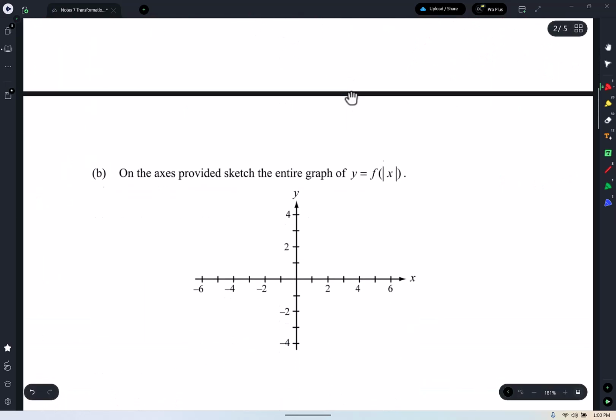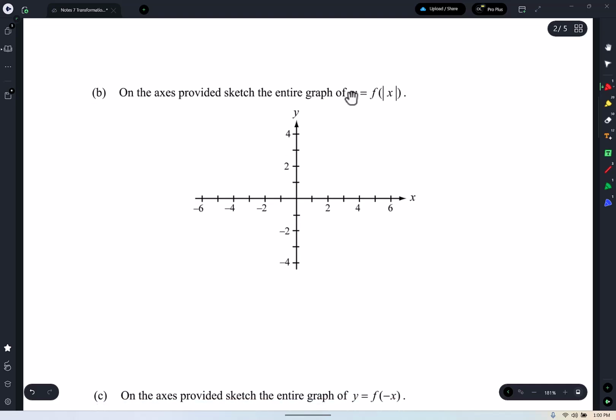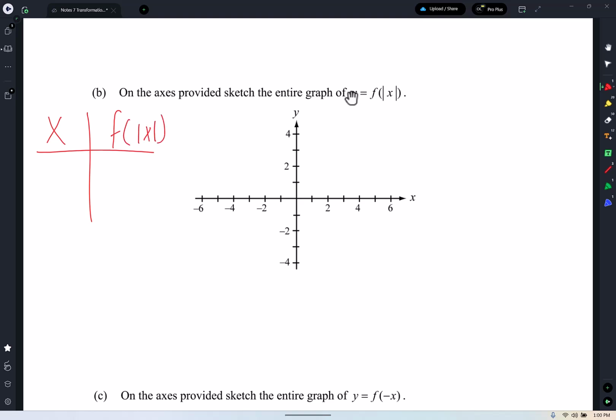Letter B. I'm going to make a table. Oh, this one says absolute value of x, and that's inside f of x. Yeah. -3, -2, -1, 0, 1, 2, 3.